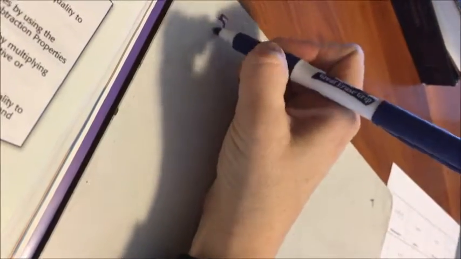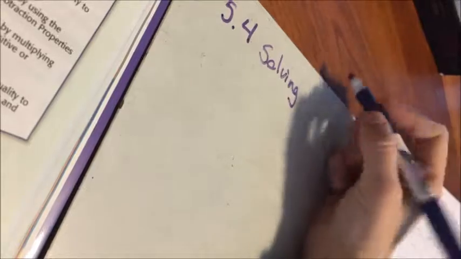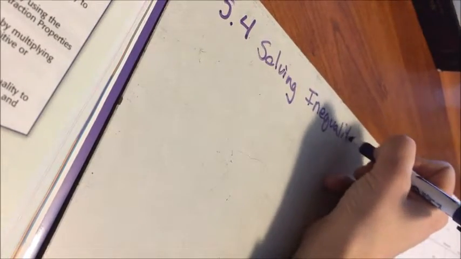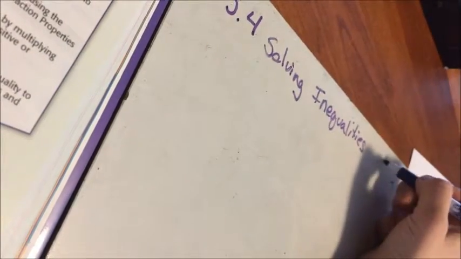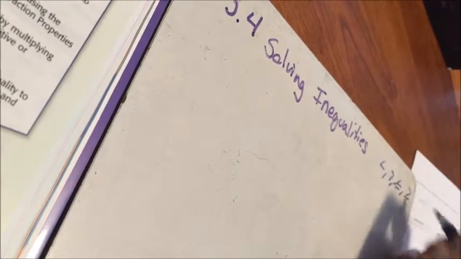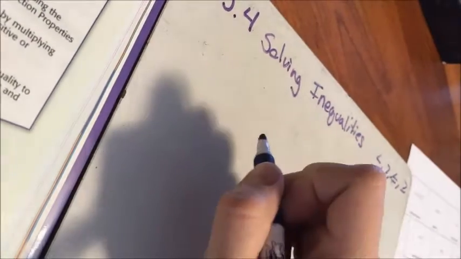Okay, so we're going to do sections 5.4 and 5.5 today. So let's start with 5.4. I'm going to write it on my board and hopefully you can see it. 5.4 tells us how to solve inequalities. And remember what an inequality is from last week. An inequality is less than, greater than, less than or equal to, and greater than or equal to. Those are our four inequalities.